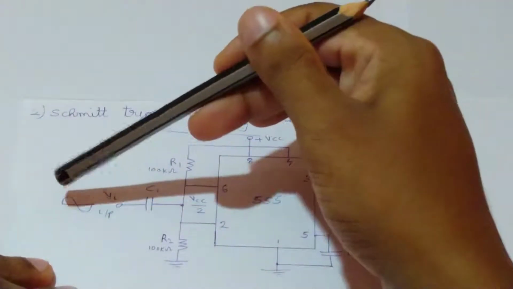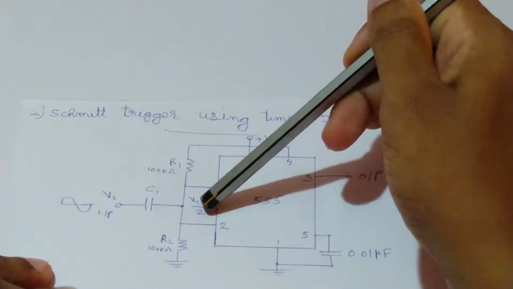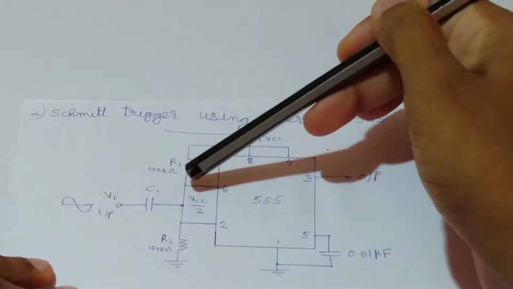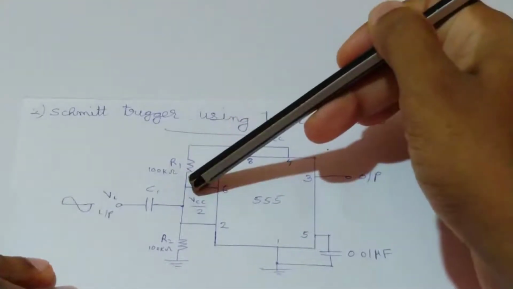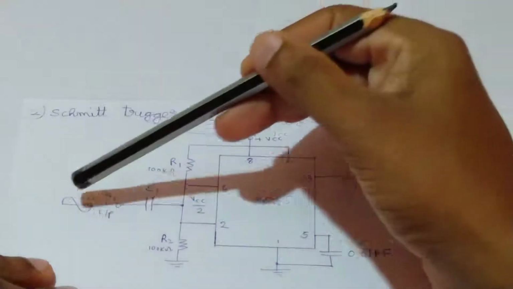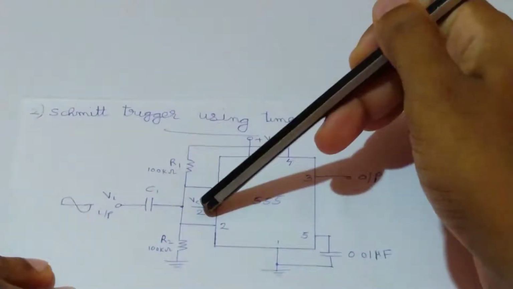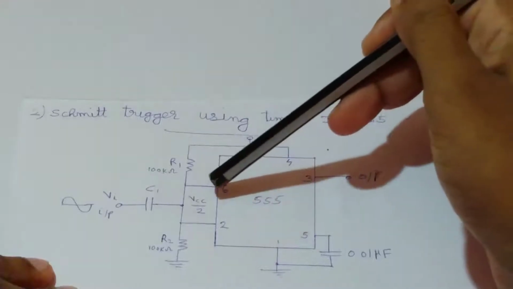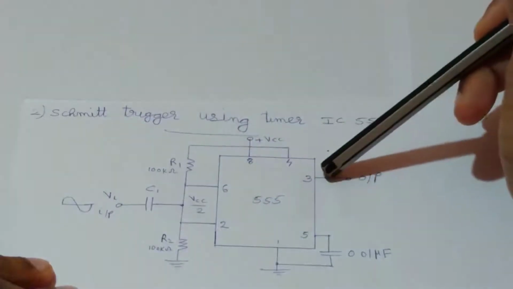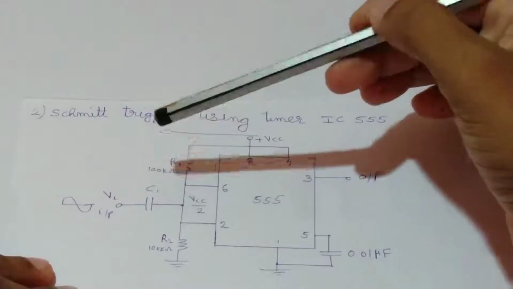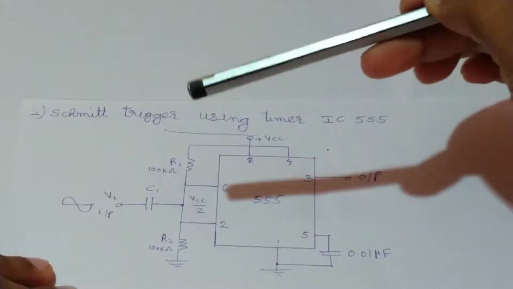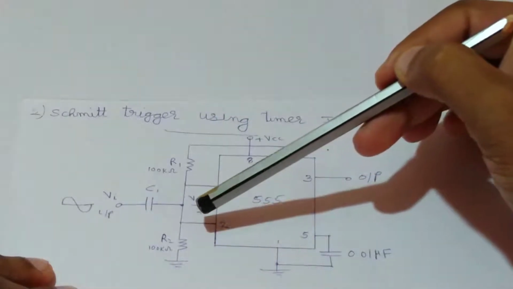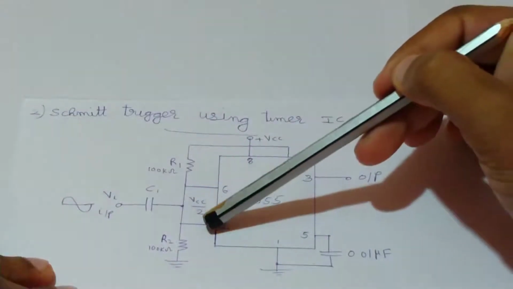Here also we can see when the sinusoidal voltage plus VCC by 2 voltage exceeds the 2 by 3 VCC voltage level, then the output changes from its high state to low state. And when the sinusoidal voltage plus VCC by 2 voltage goes below 1 by 3 VCC voltage, then the output changes from its low state to high state. So here that 2 by 3 VCC voltage appears as the upper threshold level, and 1 by 3 VCC voltage appears as the lower threshold level.